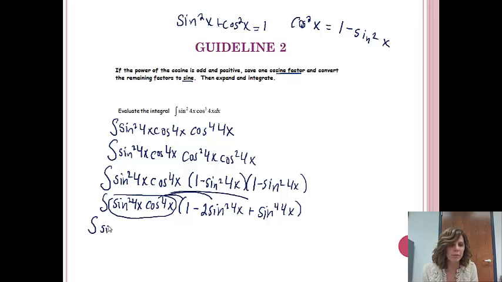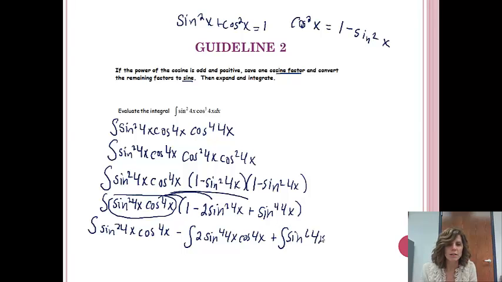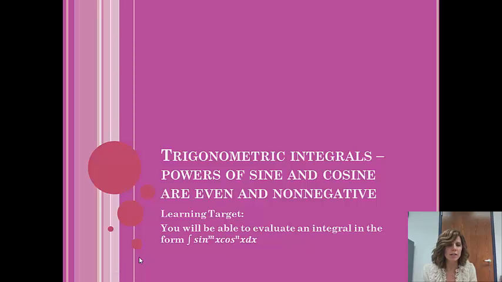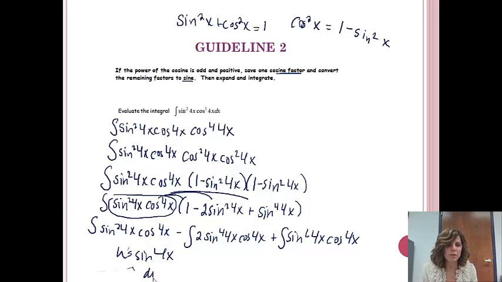So if I do that, I'm going to get sine squared 4x, cosine 4x minus the integral of 2 sine to the fourth 4x, cosine 4x plus sine squared and sine to the fourth will be sine to the sixth 4x, cosine 4x. And now you'll notice each one has one cosine factor, and then they have a sine that's to a power. So we're going to let u be the sine of 4x, and du will be 4 cosine 4x.